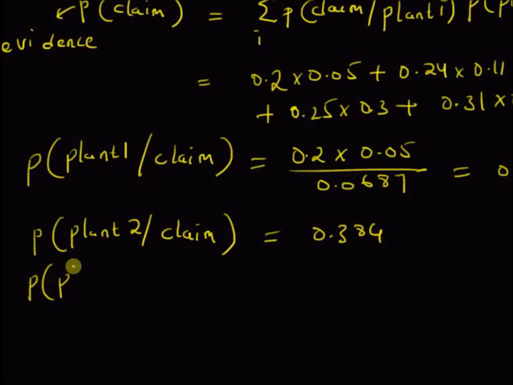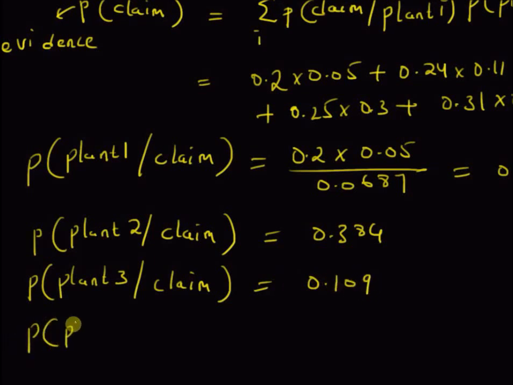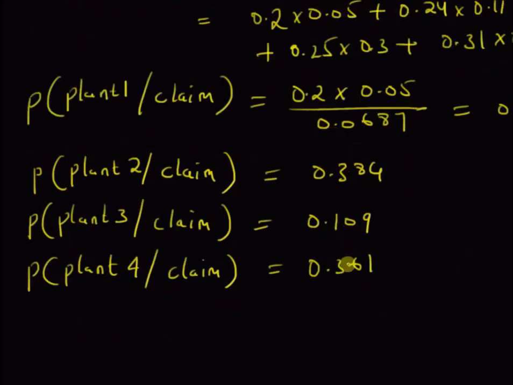Similarly, the probability of plant 3, that is the probability that the car comes from plant 3 given the information that a claim is made, is equal to 0.109. And finally, the probability that the car comes from plant 4 given the information that a claim is made should be equal to 0.361. All these values can be calculated by using a similar logic as in this first ratio.